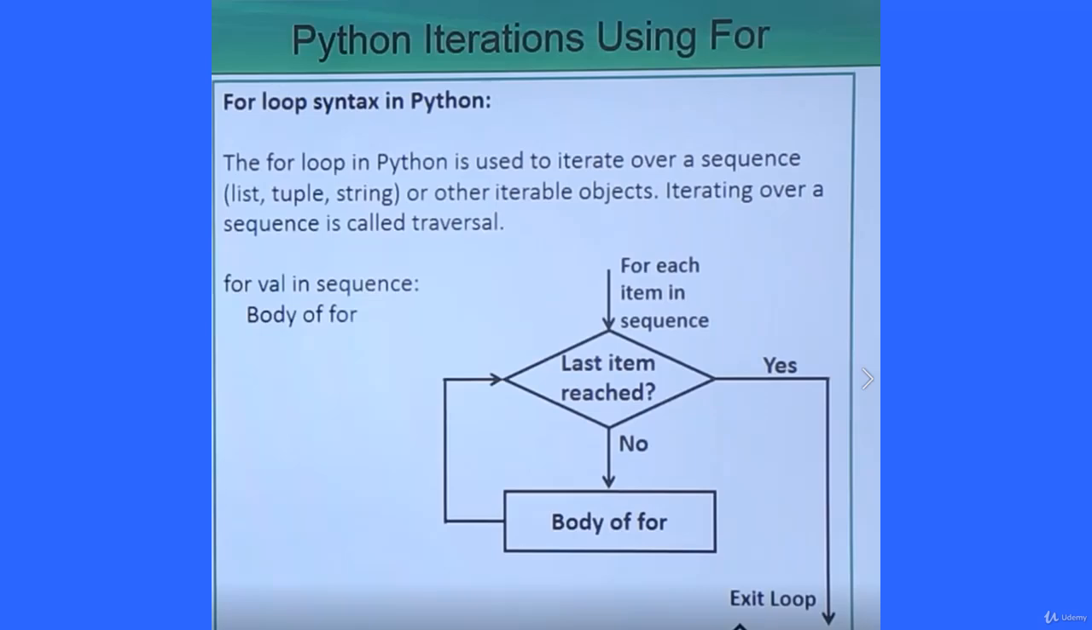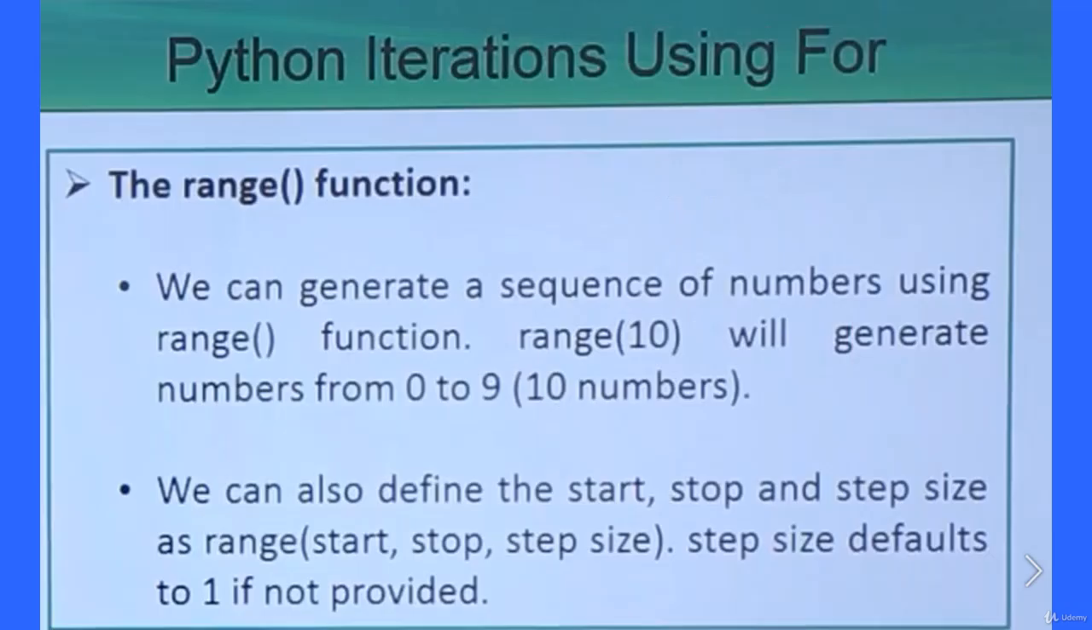We can also do this using the range function. We can generate a sequence of numbers using the range function. So a for loop can operate on a sequence, that is the iterable objects, and also using this range function. Range 10 will generate numbers from 0 to 9. That is the 10 numbers we are having here. Always remember here that this 10 will not be inclusive. So 0 to 9, that is the 10 numbers.